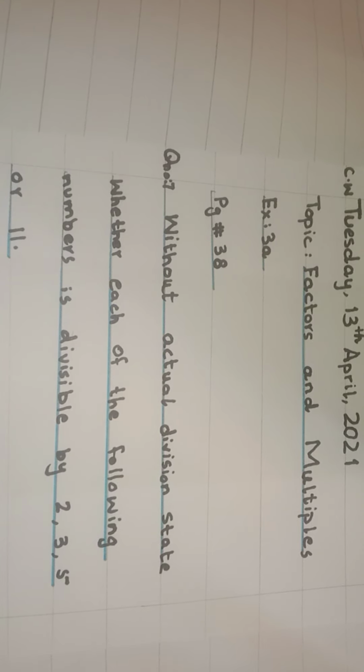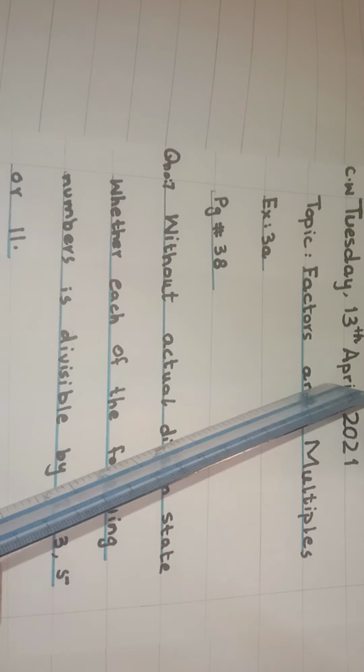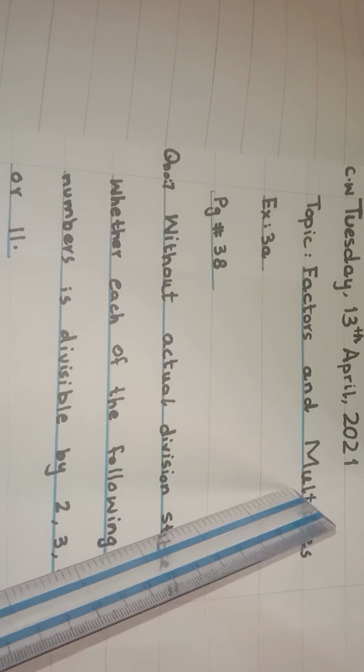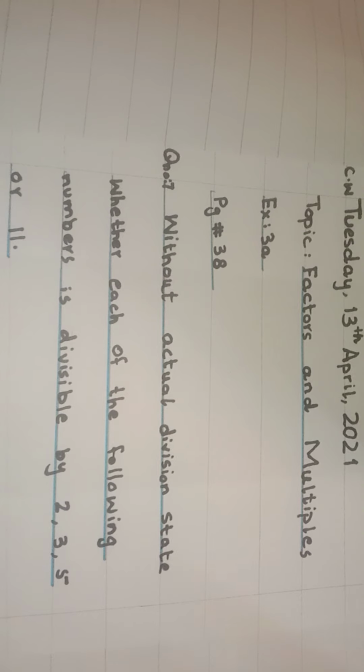Dear students, today is Tuesday, 13th April 2021. Our topic is factors and multiples. Exercise 3A, page number 34. Students, today we are going to start question number 7. Previously, we have done question number 1 to 6. Now, today onward, all the questions are related to test of divisibility.